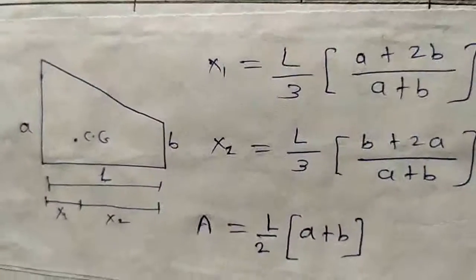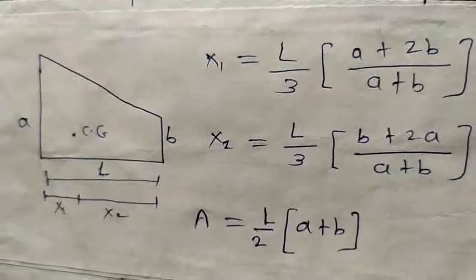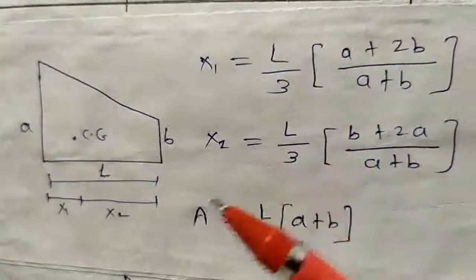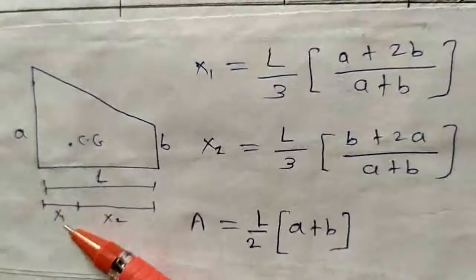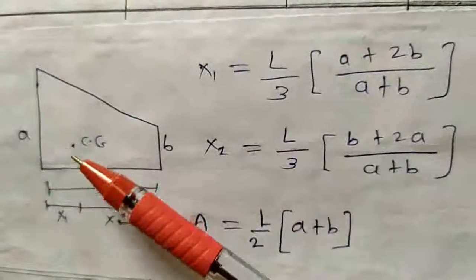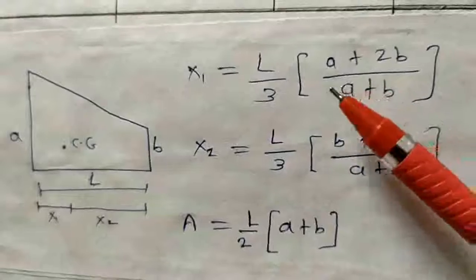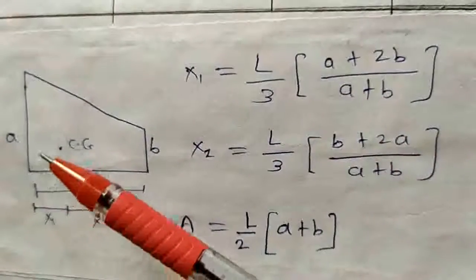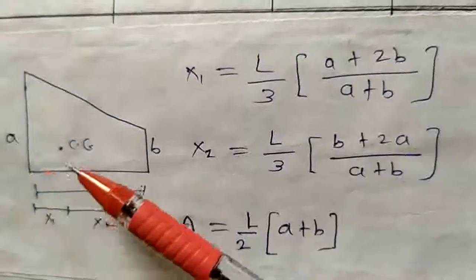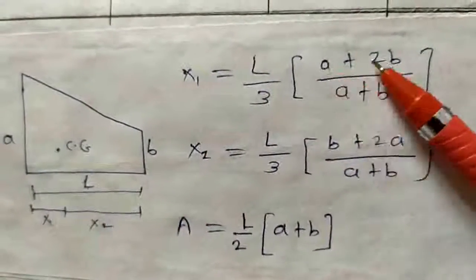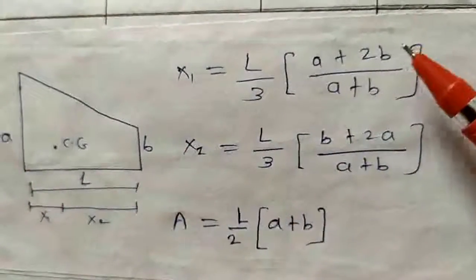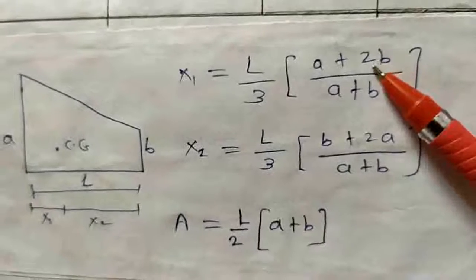For trapezoid I have given this formula. So this is the area of the trapezoid and this is the centroid distances. Suppose here I have written the x1 value. Suppose you want to find out the centroid distance from A side. So this is the formula. So how to keep in mind this formula? We are measuring x1 centroid distance from A side. So first of all write A plus twice of the next. Next of A is B. So twice of next. Like that you can keep in mind the formula.